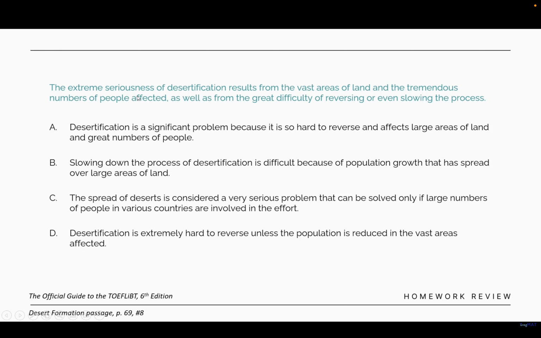The sentence says, the extreme seriousness of desertification results from the vast areas of land and the tremendous numbers of people affected, as well as from the great difficulty of reversing or even slowing the process. Let's go to Diana. How are you, Diana? Yeah, I'm good. Thanks, Greg. I chose B. All right, let's take a look. So if B is correct, B says slowing down this process is difficult. Can you show me where it says that?